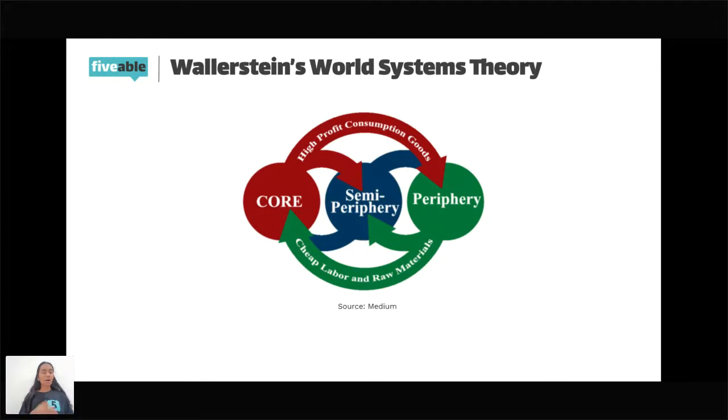And now that all of the colonized countries are independent, core countries still have a lot of influence over the semi-periphery and periphery countries, which used to be colonized. And they do this by controlling the production of goods in those countries. This economic and cultural influence that still exists today, even post-colonialism, is called neocolonialism. So that's a term that might appear somewhere.